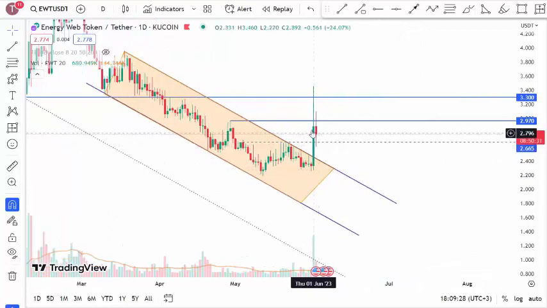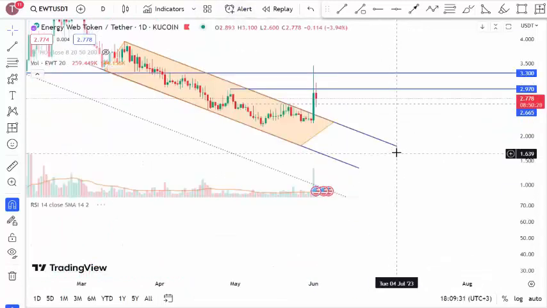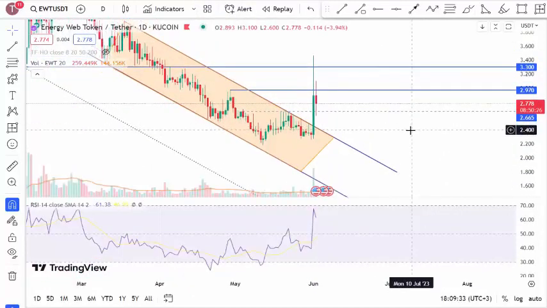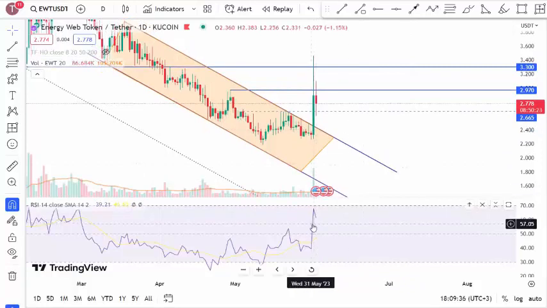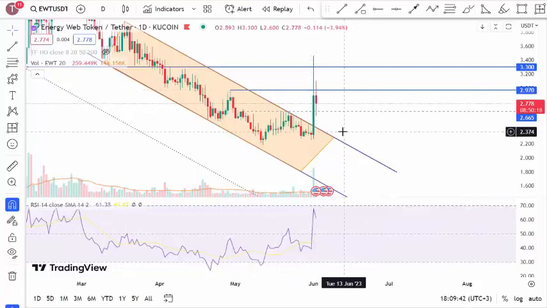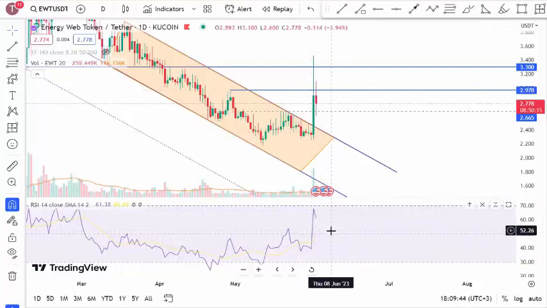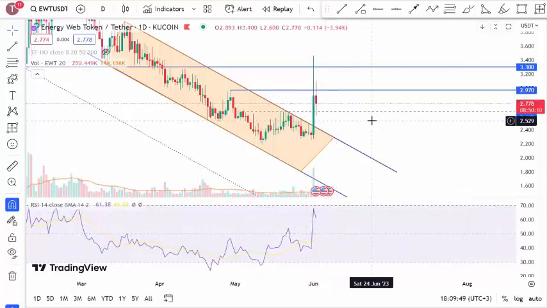Additionally, if we look at our RSI indicator, there is a significant upward movement in the RSI. As you can see, it has slightly dropped in the recent days. We may see a retracement to the 50 level in the RSI. Once it reaches the 50 level, it will have completed the pullback, and from that point onwards, we can expect the price to resume its upward movement.